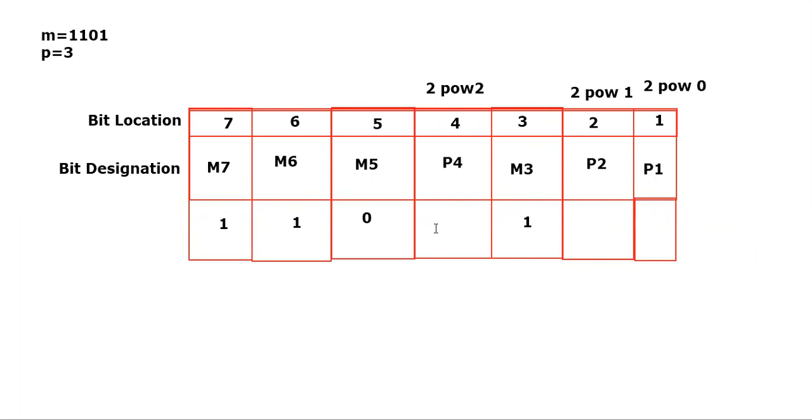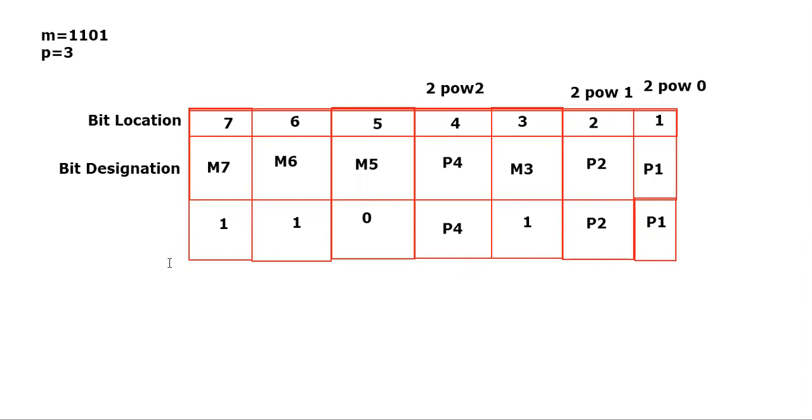And now what are we supposed to calculate? We have to calculate the value of your P4, the value of your P2 and the value of the P1. This is very, very important. Now I have to find out what could be the value of your P1, P2 and P4. When I find out P1, P2 and P4, that is going to give you the entire Hamming code.